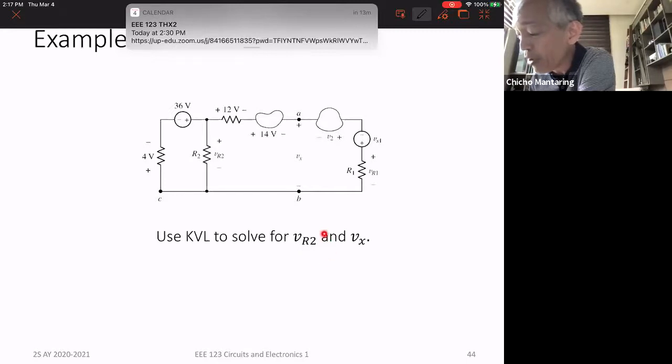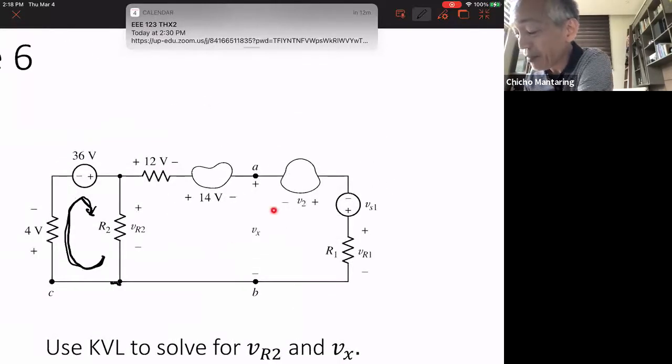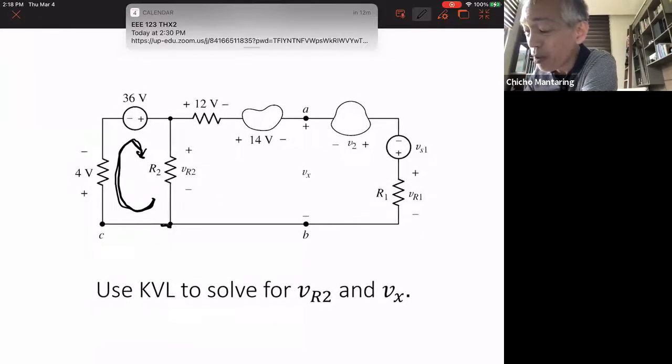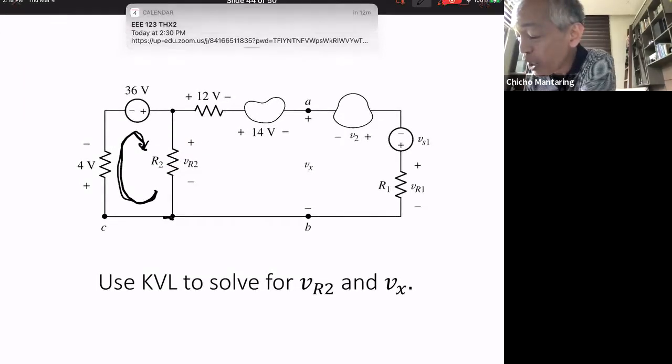In this problem, you're supposed to solve for VR2 and Vx. Ito yung ano natin, VR2. How can I solve for VR2? I can apply KVL to this path. Itong path na to. I know this voltage. I know this voltage, and therefore I should be able to compute for this voltage. How do I solve for Vx? Kung alam ko na yung VR2, I can solve for Vx by applying KVL to this path.